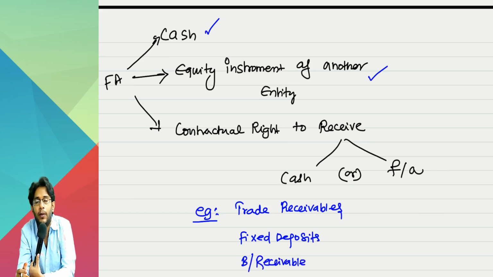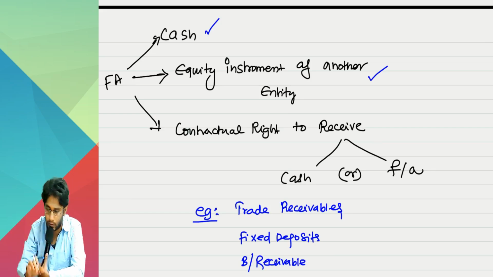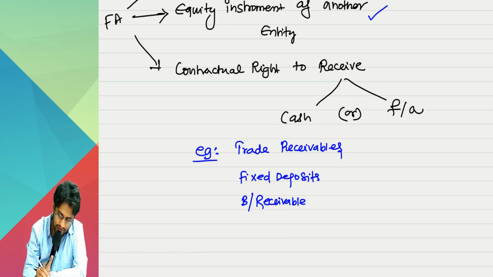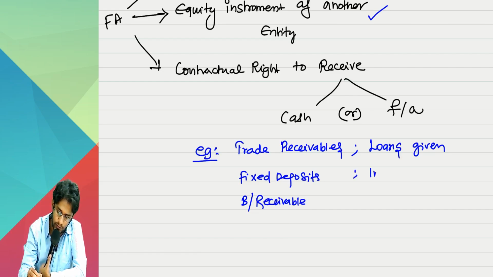In trade receivables, what happened? I sold goods on credit. I have a right to receive money from you. Bills receivable, I have a right to receive money from you. So all this will fall into contractual rights, therefore financial assets. Similarly, loans given. I gave a loan. Do I have a right to receive money from you? Yes. Somebody also mentioned investment in debentures or bonds.